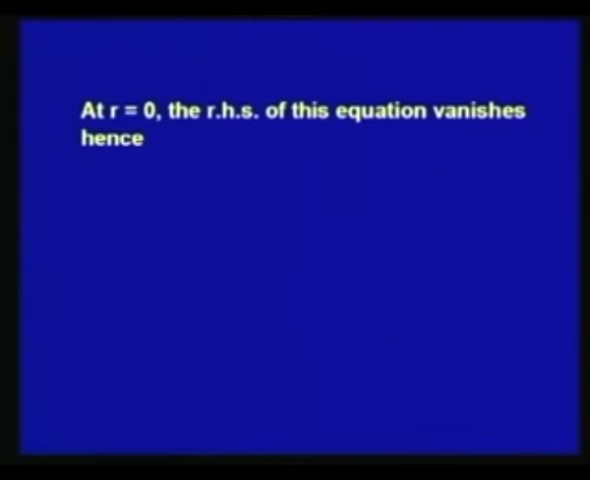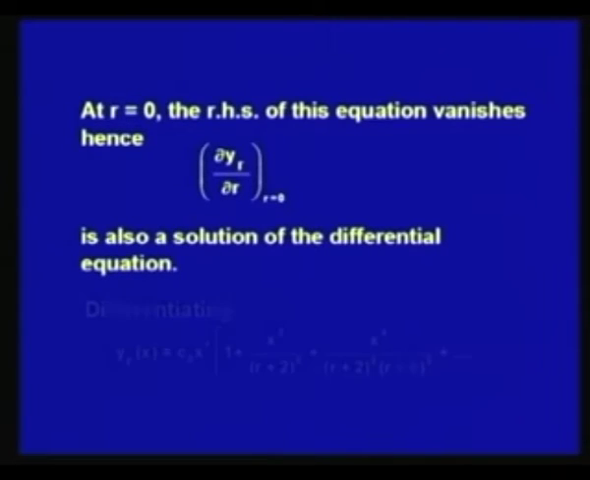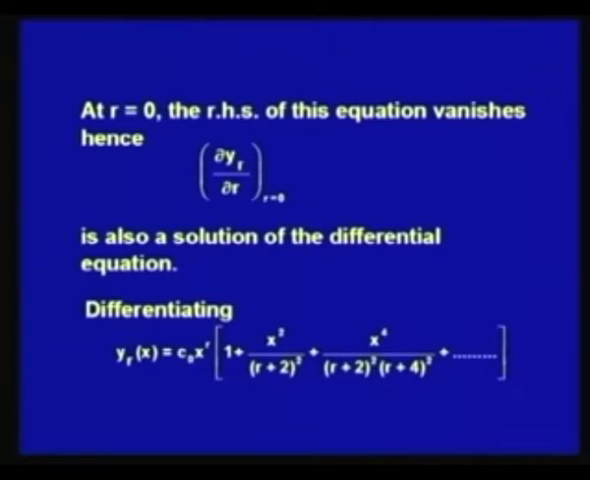At r equal to 0, we can see here that the right hand side of this equation vanishes, and hence ∂y/∂r at r equal to 0 is also a solution of the differential equation. So let us differentiate y(r,x) partially with respect to r, and put r equal to 0 to get the second independent solution of the given differential equation.